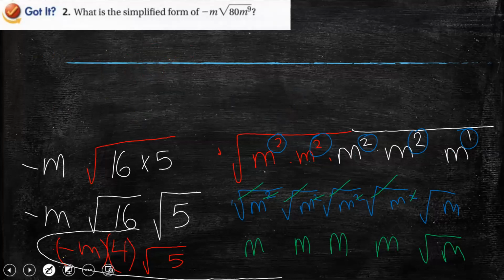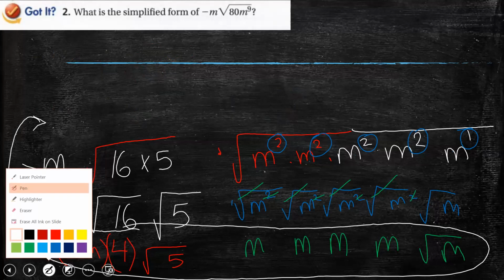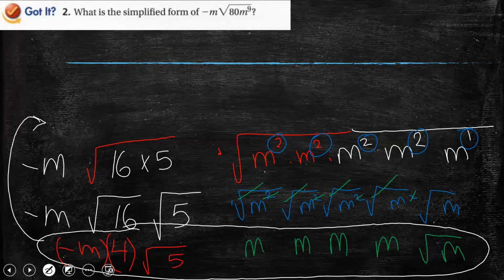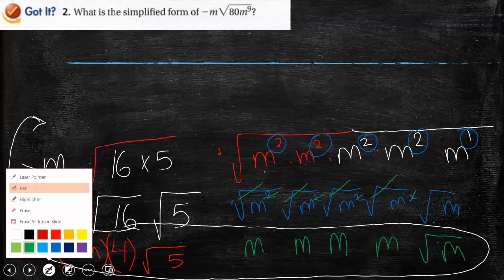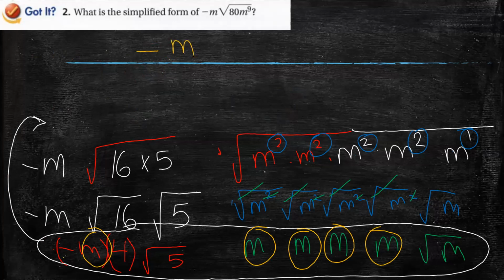Let's continue here now. What are the variables and the numbers without a square root? Negative m and 4, and m and m and m and m. So we have 5 m's, so we keep it as m to the power 5. Then, since we have a negative sign, write it here also. So I have negative m to the power 5.